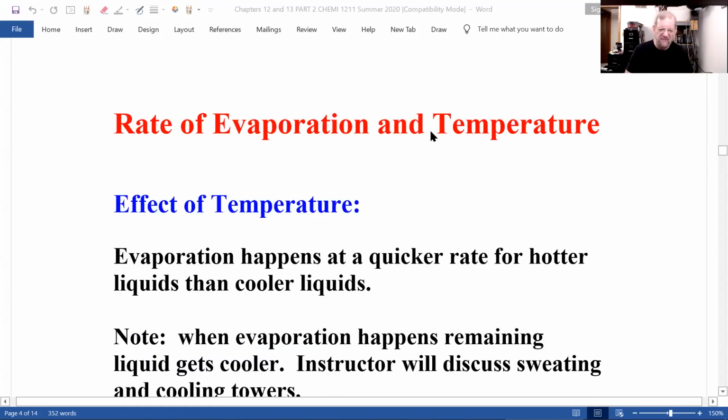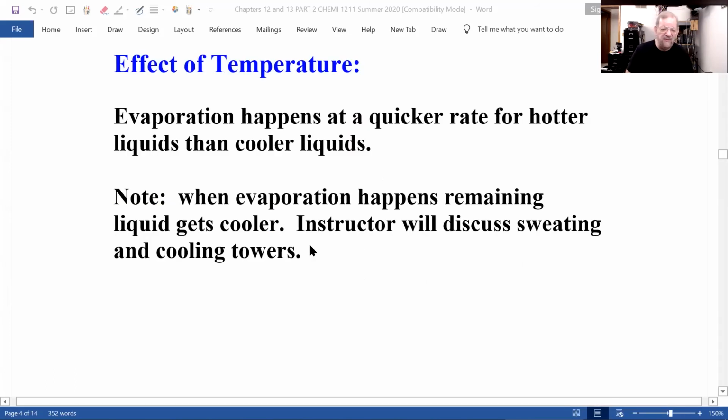Evaporation happens at a quicker rate when it's hotter than cooler. And when something evaporates, what's left behind gets cooler. When you have something evaporate, it takes energy to convert the molecules from a liquid to a gas.